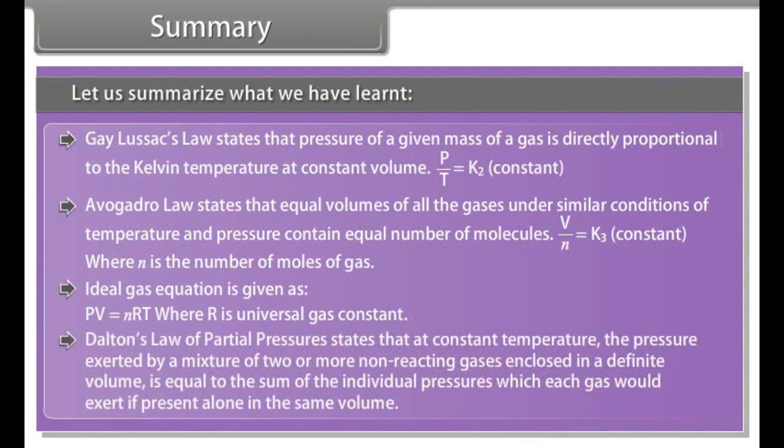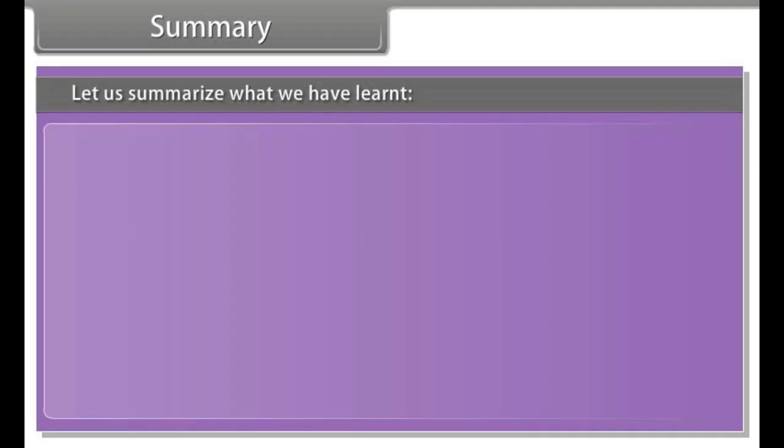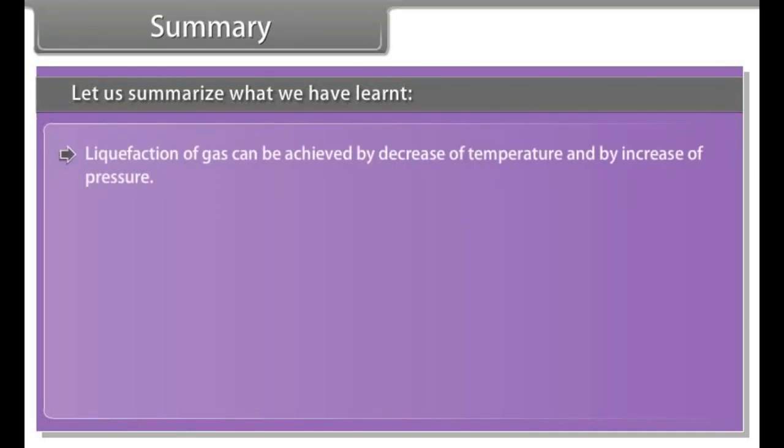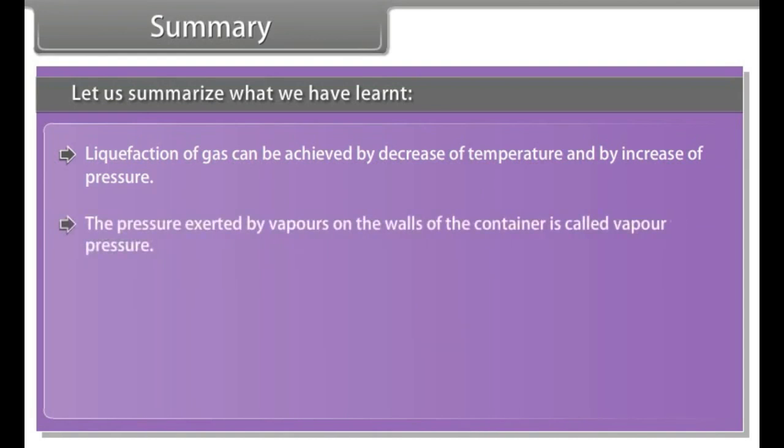Dalton's law of partial pressures states that at constant temperature, the pressure exerted by a mixture of two or more non-reacting gases enclosed in a definite volume is equal to the sum of the individual pressures which each gas would exert if present alone in the same volume. Liquefaction of gas can be achieved by decrease of temperature and by increase of pressure. The pressure exerted by vapors on the walls of the container is called vapor pressure.